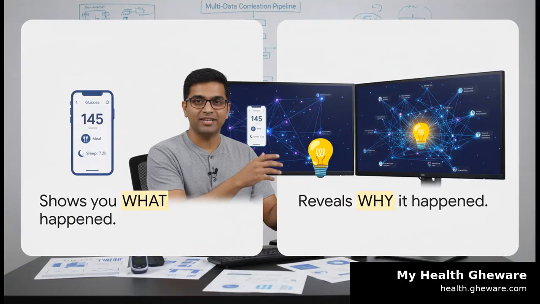And here's the absolute key difference. Look, traditional tracking apps are great for one thing, logging your data. They show you what happened. Your glucose was 185. But that's where it ends. AI analysis, on the other hand, takes that giant leap forward. It's built to connect the dots and actually tell you why it happened.